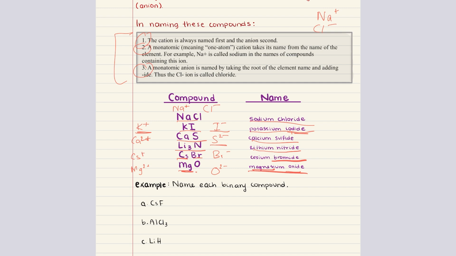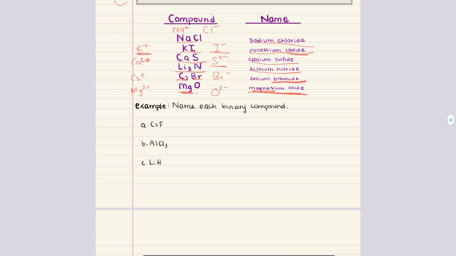Now let's try naming some new binary ionic compounds. For this first ionic compound, the cation is Cs+. The cation is named first, and we use the same name as the element. So the first part of this name is going to be just cesium. Our anion is F-. When we are naming the anion, we want to modify the ending of the element's name by replacing it with -ide. So instead of fluorine, it's fluoride. The name of this ionic compound is cesium fluoride.